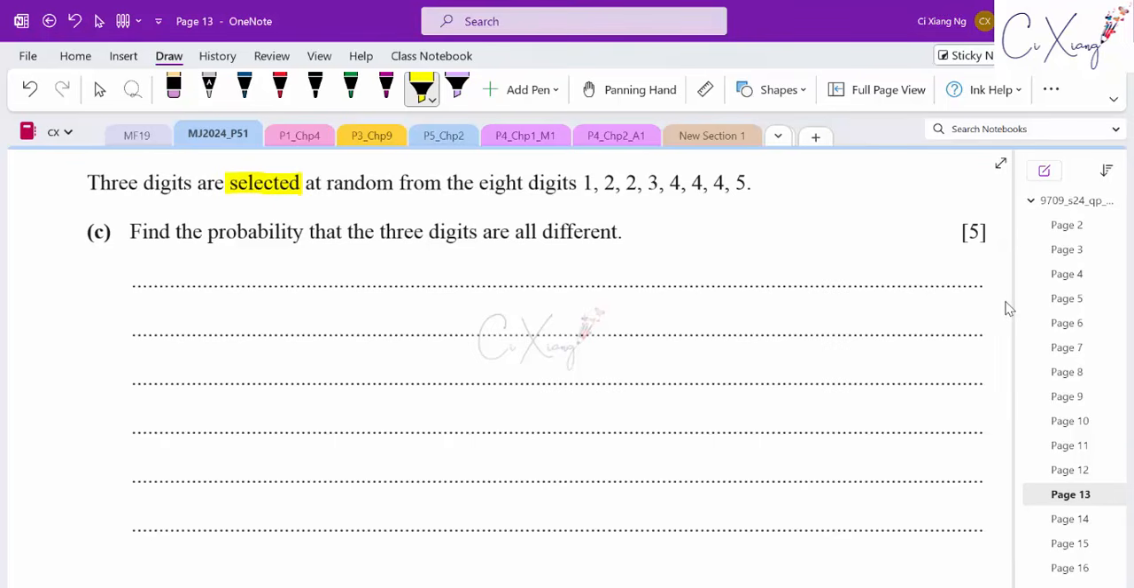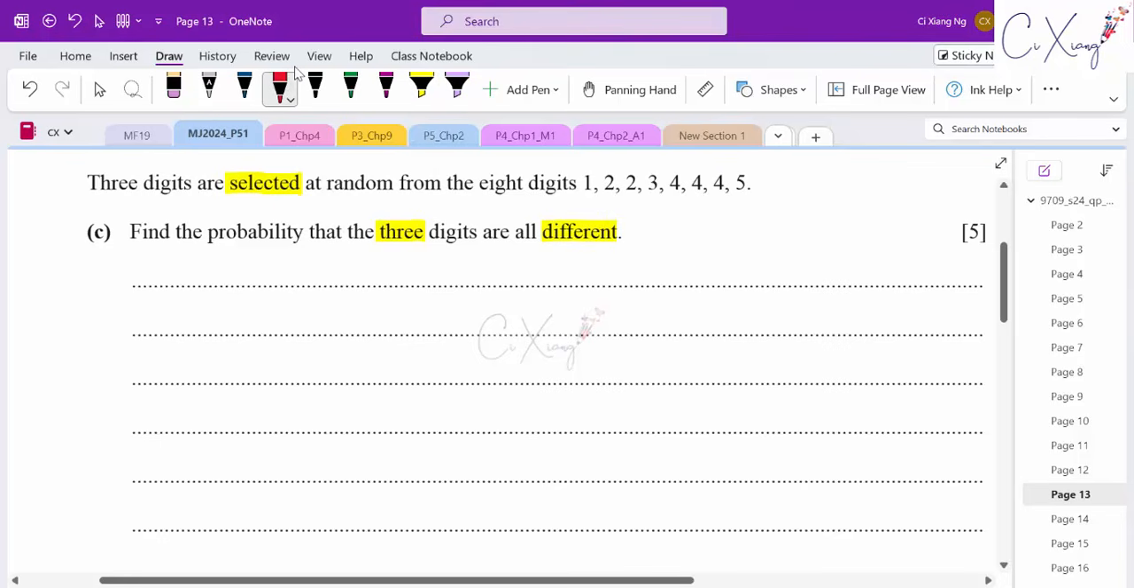Every time when we deal with combination, you have to be very, very careful. Again, the same digits here, 8 digits. They say find the probability that all the 3 digits are different. All 3 are different.